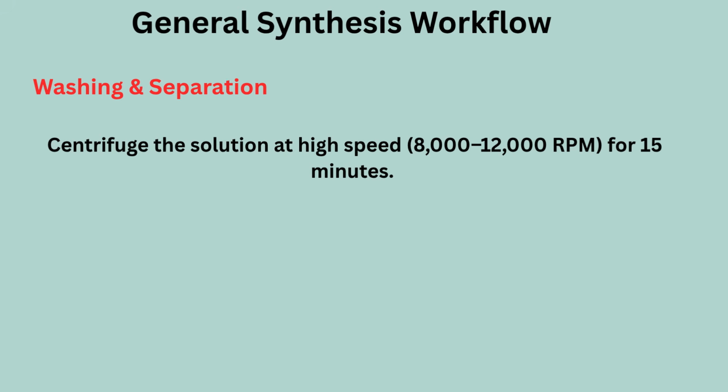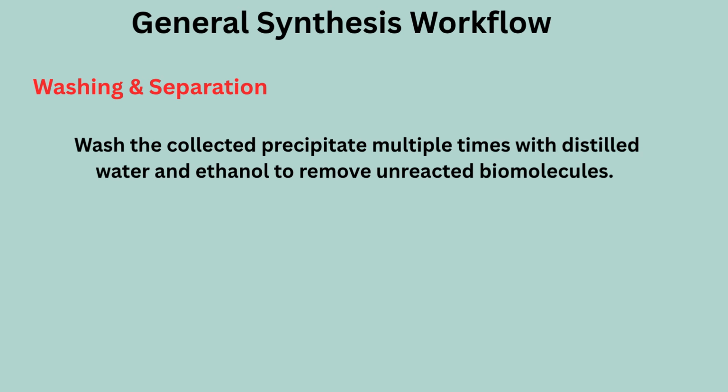Centrifuge the solution at high speed, 8,000–12,000 rpm, for 15 minutes. Wash the collected precipitate multiple times with distilled water and ethanol to remove unreacted biomolecules.